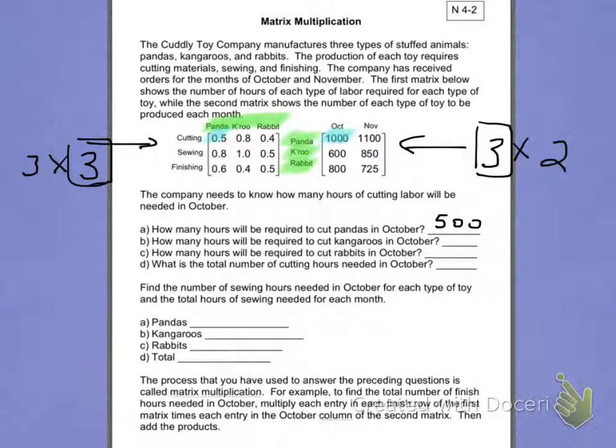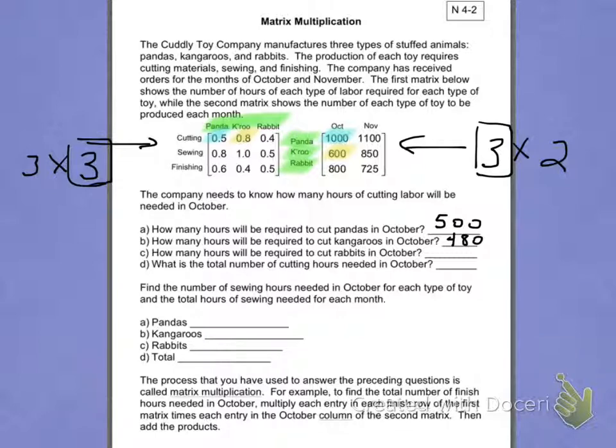Now we want to know how many hours it's going to take to cut kangaroos. Well, they're different. There's 0.8 hours for every kangaroo, and there were only 600 kangaroos ordered. So we're going to multiply 0.8 times 600, and that's going to give us 480. So there were 480 cutting hours associated for the kangaroos in October. And next we need to know how many hours it's going to take us to cut out the rabbits in October.